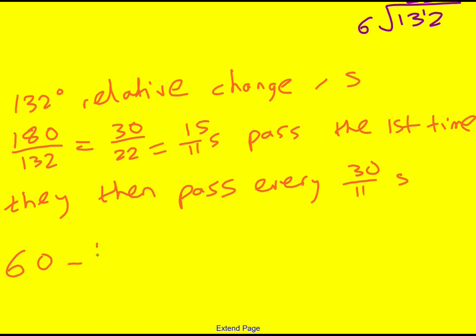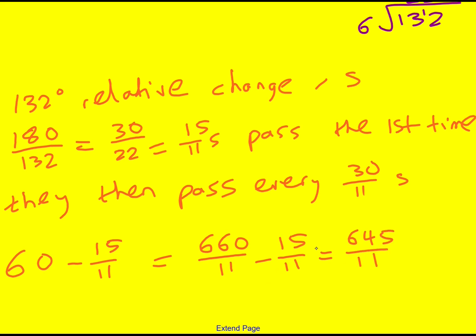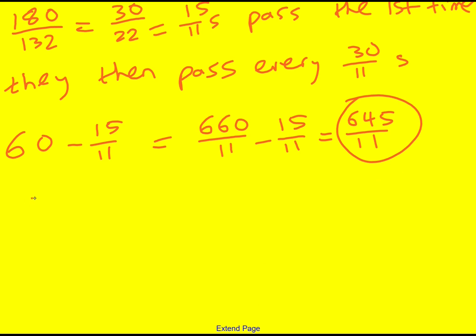So I can do 60 minus 15 over 11, which gives 660 over 11 minus 15 over 11, and hence 645 elevenths. So that is for them to pass, they've passed once. Now I want to know how many 30 elevenths go into this to find out how many times they pass again. So I can divide by 30 elevenths. I can either times by 11 over 30, or when these two are the same, just cancel them out. It just becomes 645 divided by 30.